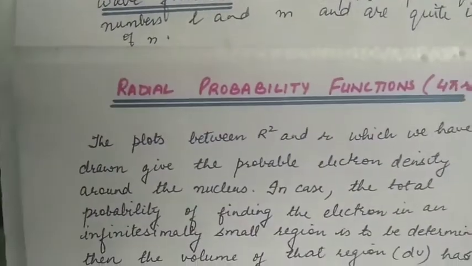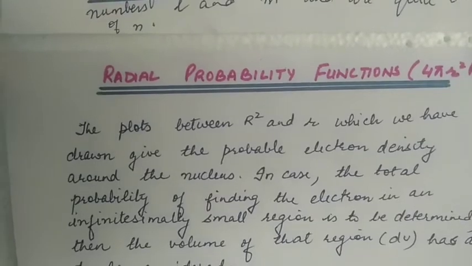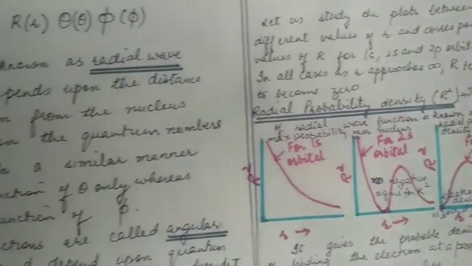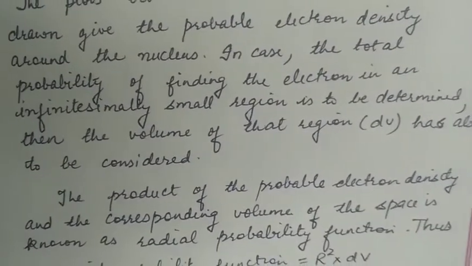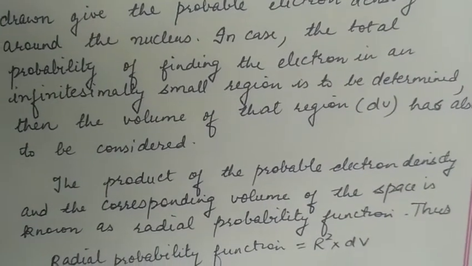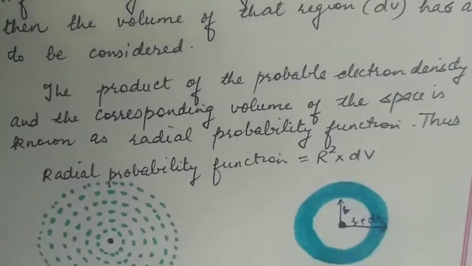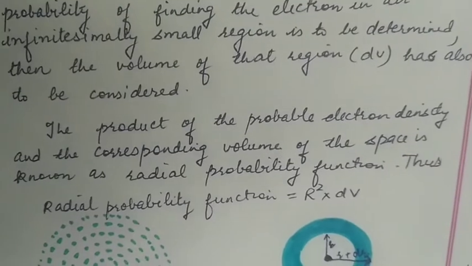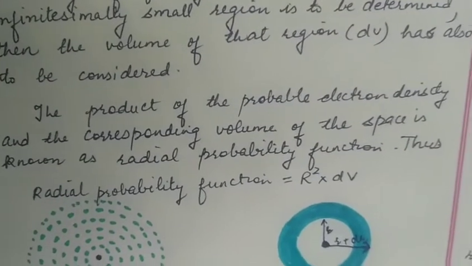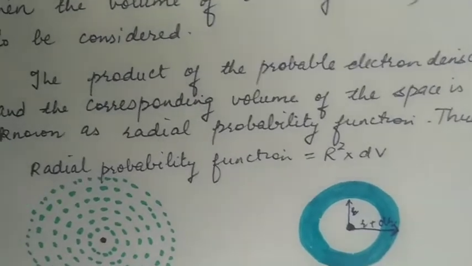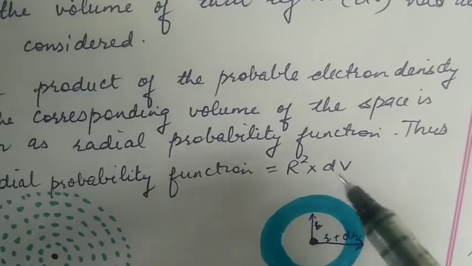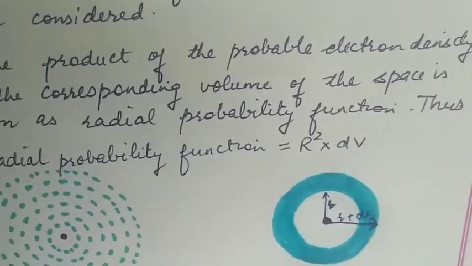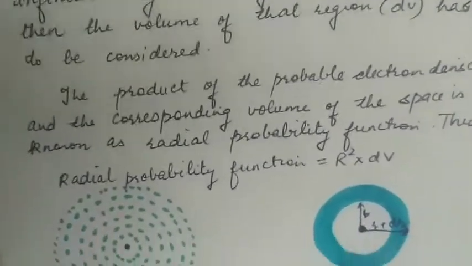The plots between R square and r, which we have drawn, give the probable electron density around the nucleus. In case the total probability of finding the electron in an infinitesimally small region is to be determined, then the volume of that region, dV, has also to be considered, and the product of probable electron density and the corresponding volume of the space is known as radial probability function. So radial probability function is probability density, that is R square, multiplied by dV, the infinitesimally small region which we are considering for presence of electrons.